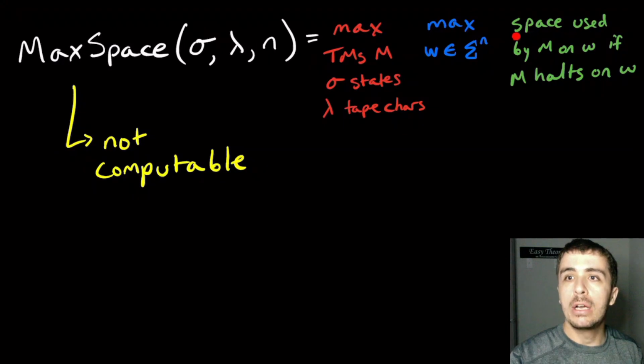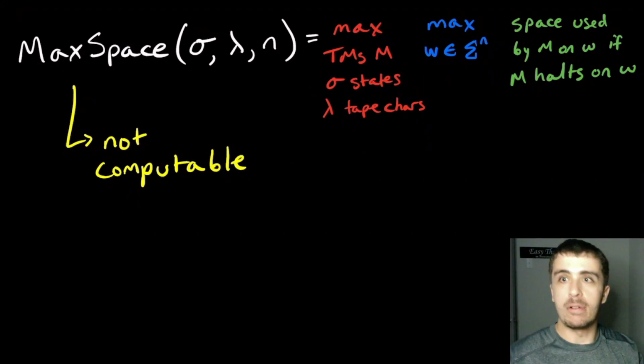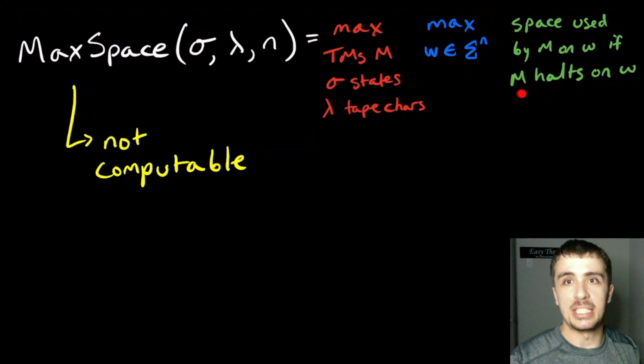And here, what we want to calculate is the space used by that Turing machine, the one we're taking the max over, on that particular input, if the machine actually stops. Because if the machine doesn't actually stop, then clearly it's going to either consume an infinite amount of space or run forever. So we're going to emphasize that it stops for this purpose, so that we know that max space of these three parameters is always a finite number. It's never infinite, so there's no issue there.